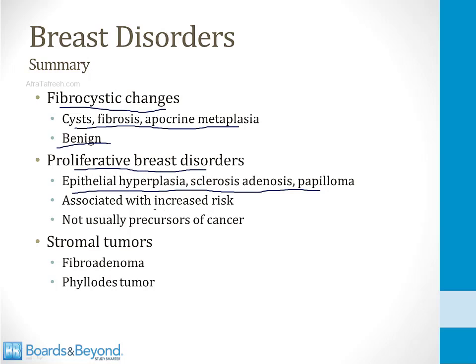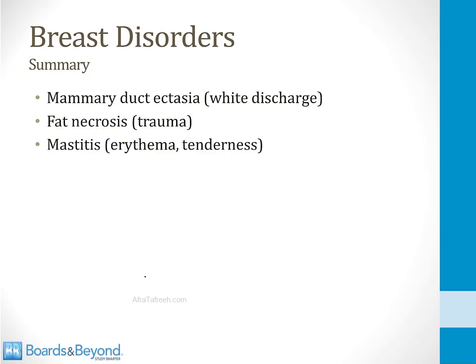However, they are associated with an increased risk of developing breast carcinoma, but these lesions themselves are usually benign and are not precursors to cancer. And then finally, we talked about stromal tumors, which are tumors that arise from the stromal tissue in the lobules. These include fibroadenoma, which is benign, and phyllodes tumor, which is also usually benign, but in a small percentage of cases can become metastatic. And then these three conditions shown on this slide are all inflammatory, and they all have specific clinical features that usually make them easy to identify.